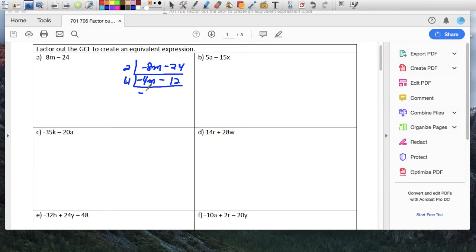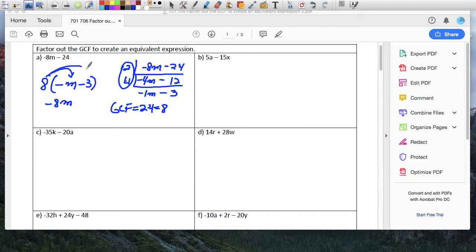4 goes into 4 1 time. And 4 goes into 3 times. So the GCF is the product of these two numbers, and 2 times 4 equals 8. So our equivalent expression is going to be -8 times m minus 3. And you can always check: 8 times m, 8 times -m is -8m. 8 times -3 is -24. So this checks out with it. So definitely the right expression.